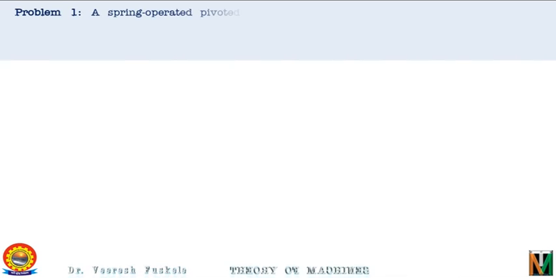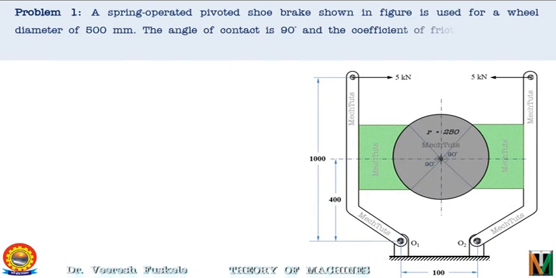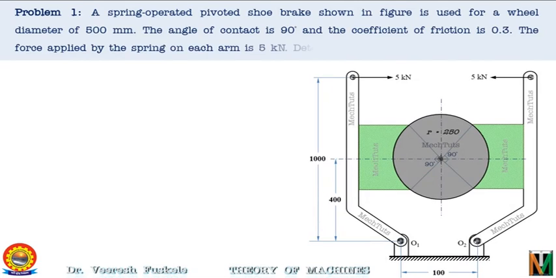So the problem statement is like this. A spring operated pivot shoe brake shown in figure is used for a wheel diameter of 500 millimeter. The angle of contact is 90 degree and the coefficient of friction is 0.3. The force applied by the spring on each arm is 5 kN. Determine the brake torque on the wheel. So this is the configuration given. The radius is 250 mm. The force applied on both the ends is 5 kN, and the angle of contact is given 90 degree. That means it is greater than 60 degrees.